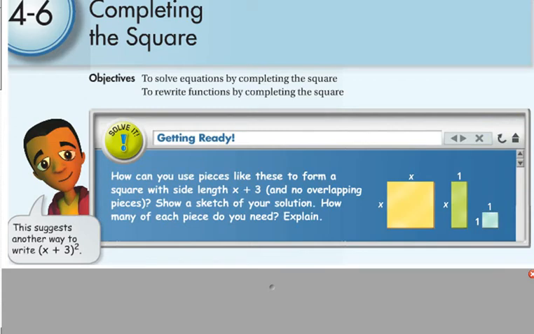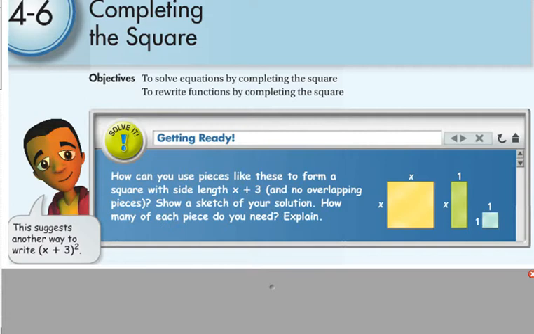So we're starting lesson 4-6, completing the square. Today we're going to learn the basics of completing the square. We're going to work up to adding that C value when it's missing by completing a square. Tomorrow we'll work more thoroughly with completing the square. So today we're just going to work up to it.